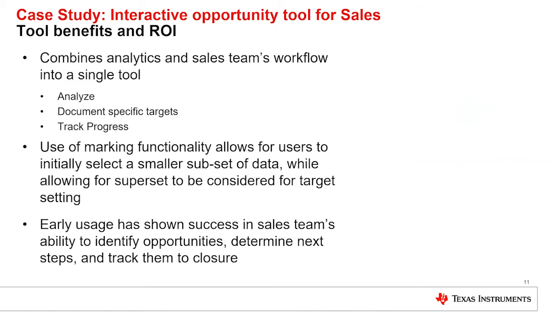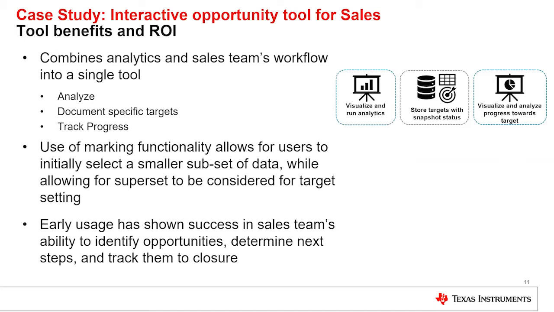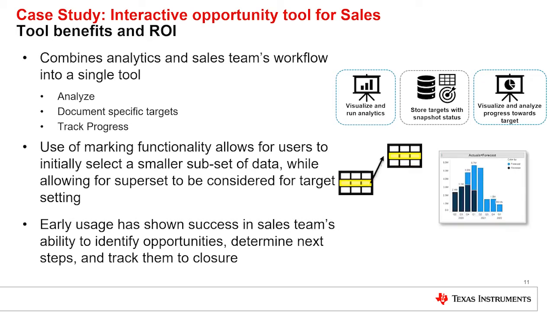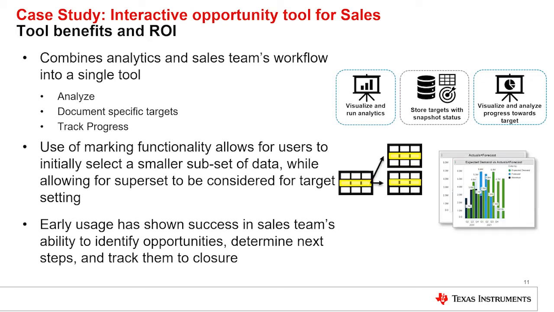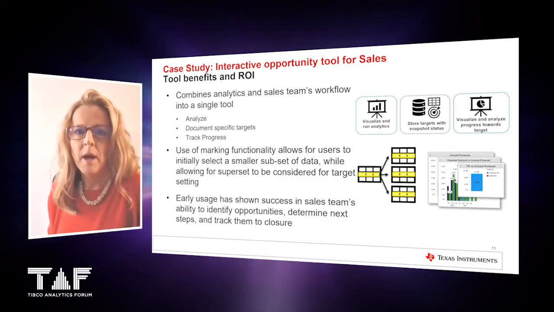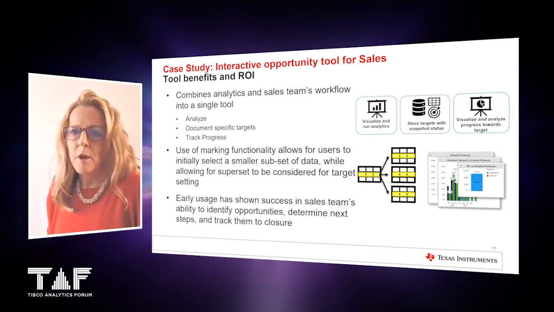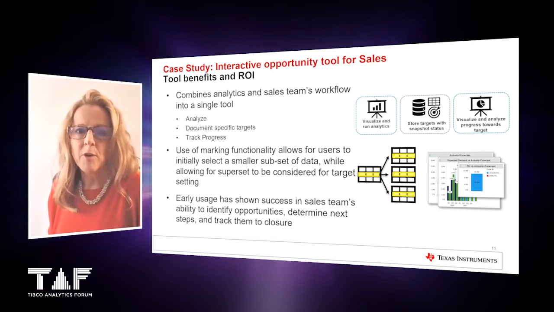This tool combines analytics and sales team workflow into a single tool, so they can analyze subsets of data: revenue versus forecast, forecast versus expected demand, or revenue versus pricing agreements. And the tagging functionality in Spotfire is used to mark a superset of the current marking to be considered for setting the goal.